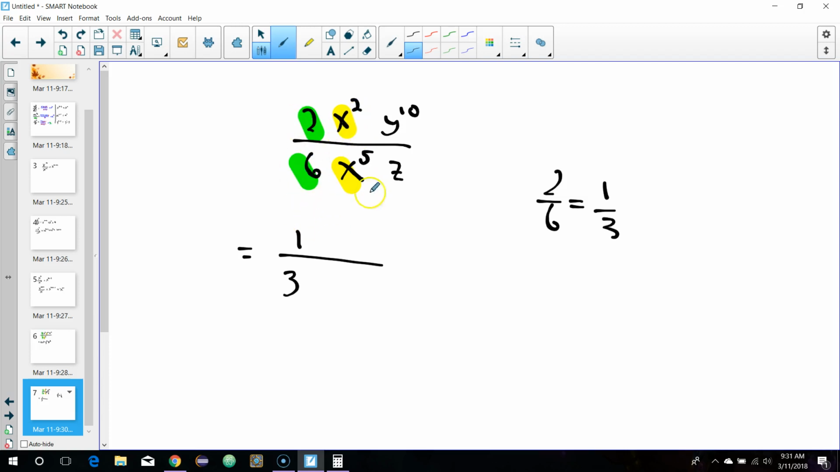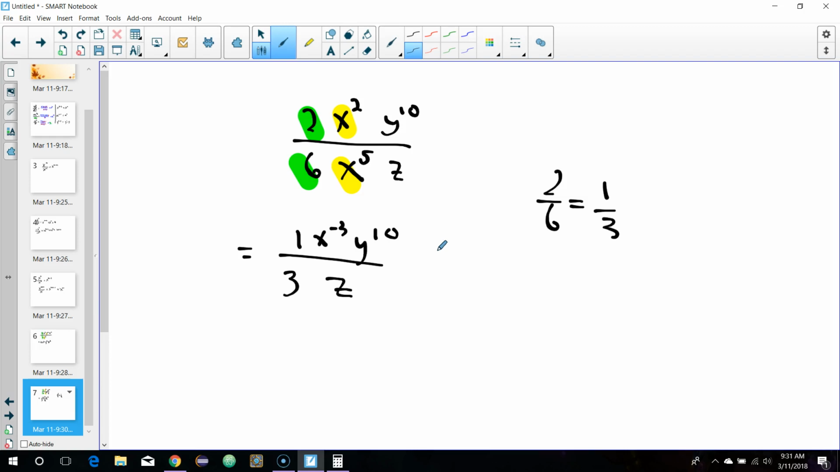So this x is going to be 2 minus 5. 2 minus 5 is going to be negative 3. The y, I cannot do anything about that, so that stays wherever it was. z is going to stay. Now some of you may just say, okay, we are done, we did all of this. It's not done, is it?